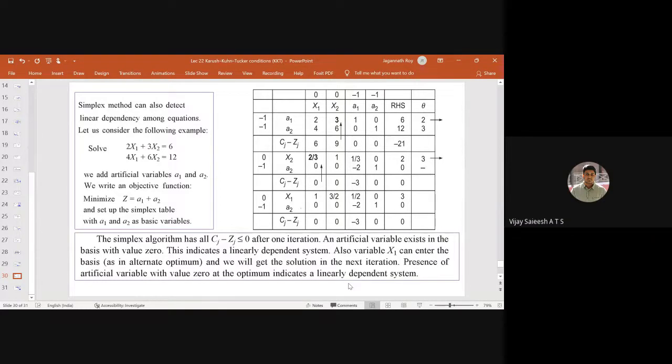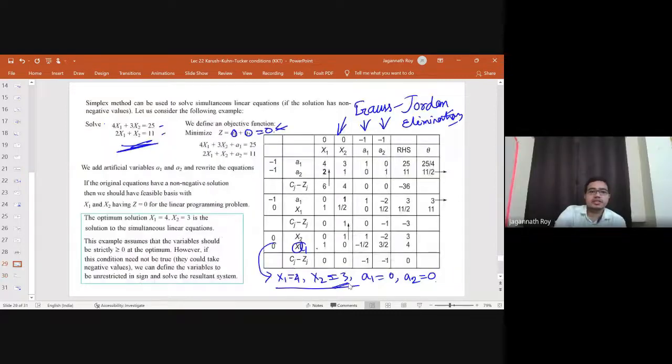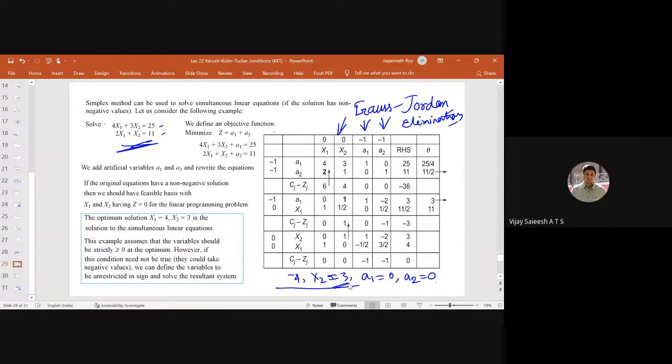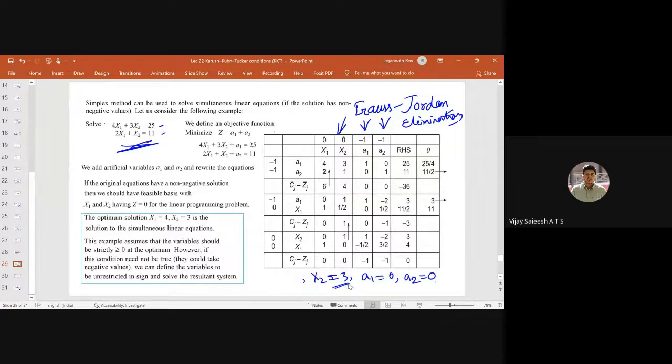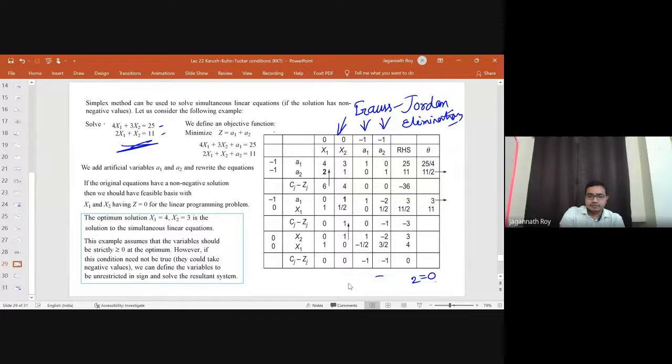Got it, sir. This minimization function is like a rocket launcher. After launching the rocket, the launcher stays on the ground and the rocket passes. It is just taking the support of this system, and it is giving the solution.